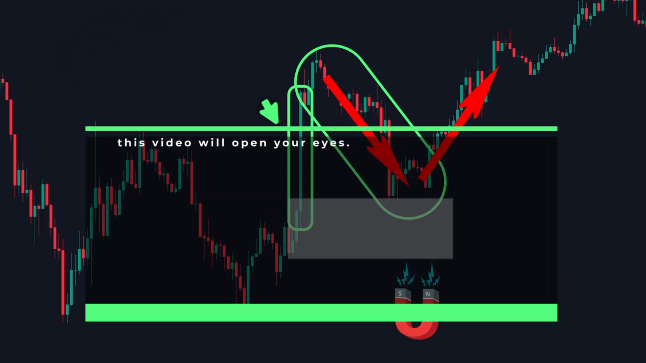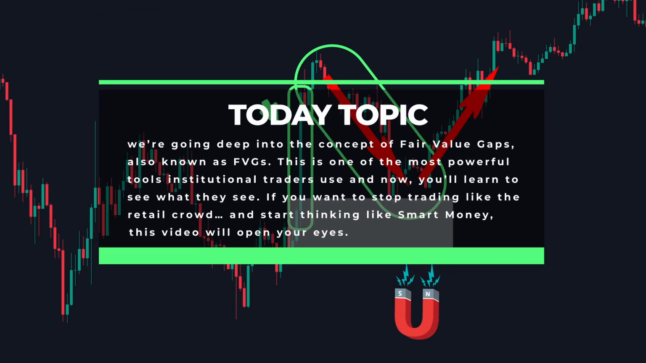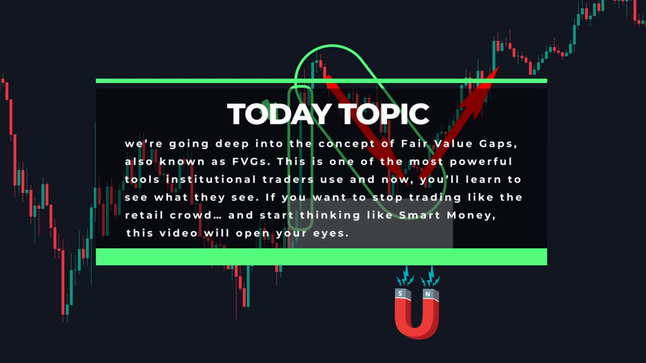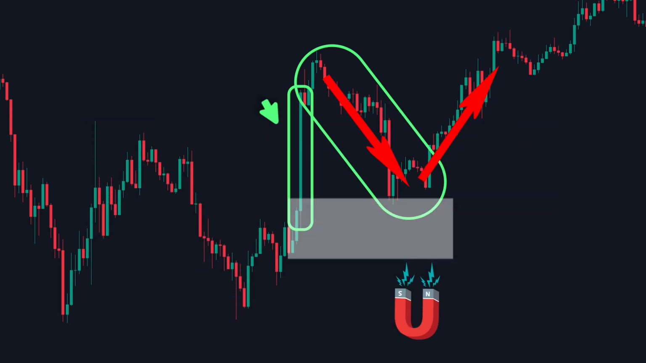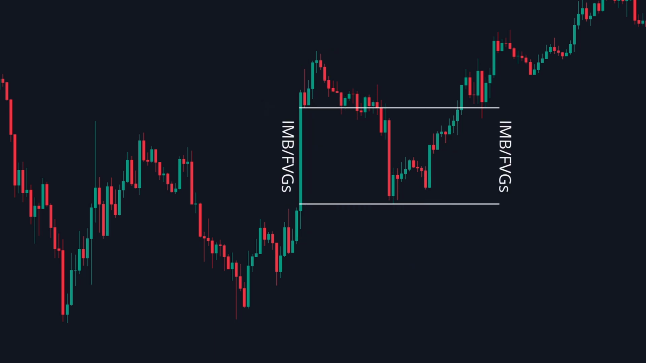In today's video, we are going deep into the concept of fair value gaps, also known as FVGs. This is one of the most powerful tools institutional traders use, and now you will learn to see what they are seeing. If you want to stop trading like the retail crowd and start thinking like smart money, this video will open your eyes. We're going to break down everything from the basics of price imbalance, to identifying FVGs, and finally to building profitable trading strategies around them using smart money concepts.